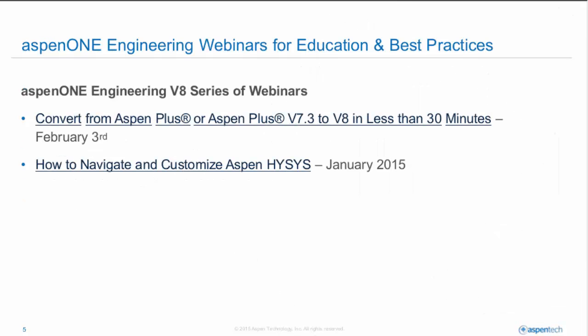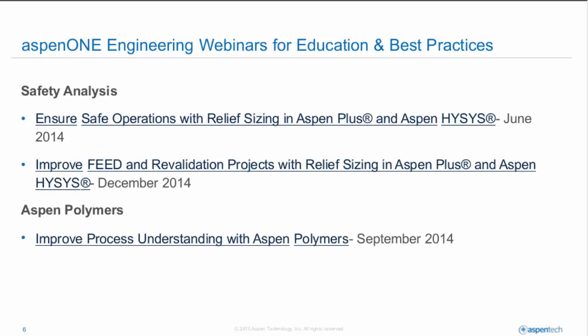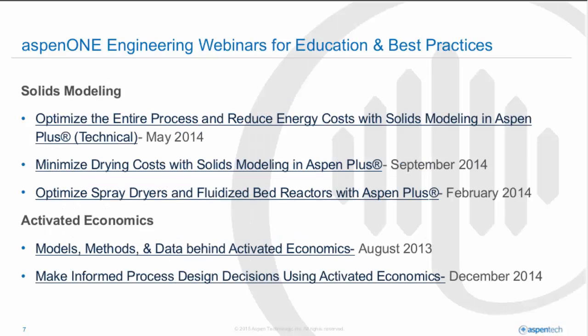So this series of webinars on moving to V had two other webinars, one on Aspen HYSYS, which was in January, and then another on converting your Aspen Plus or Aspen HYSYS models into V8 from V7.3, and that was in February. We've also had many webinars on safety analysis, both for Aspen HYSYS and Aspen Plus. Here are just two. We recently also had a webinar Dave presented as well in September on Aspen Polymer.